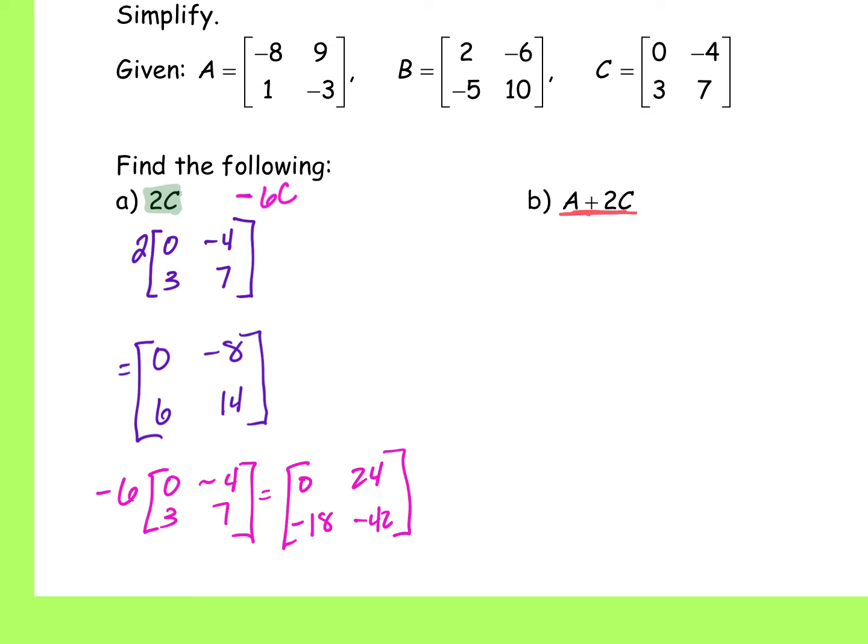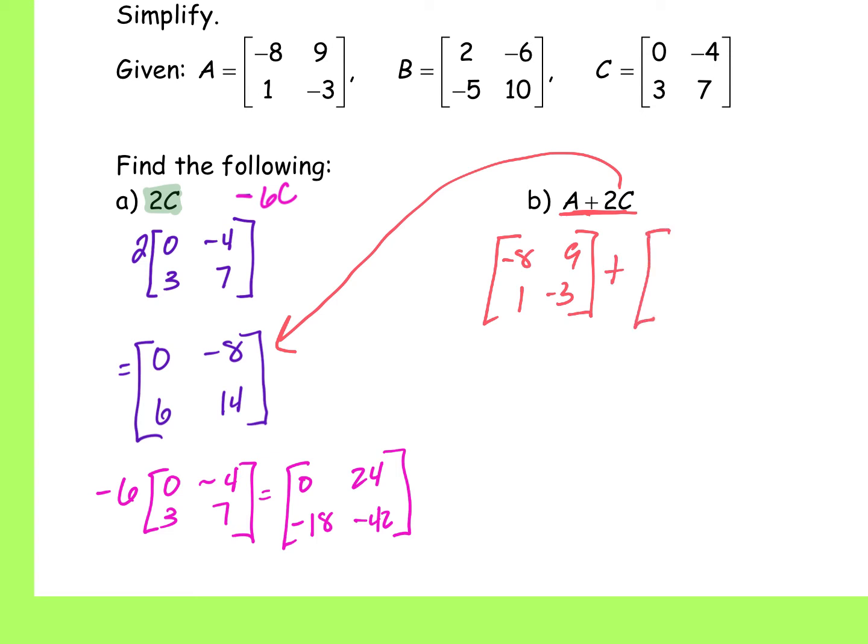Luckily, I already know what 2 times C is because we did it right here, right? So 2C is my answer here. So I'm going to take matrix A, which is -8, 9, 1, and -3, and add it to 2C, which happened to be 0, -8, 6, and 14.